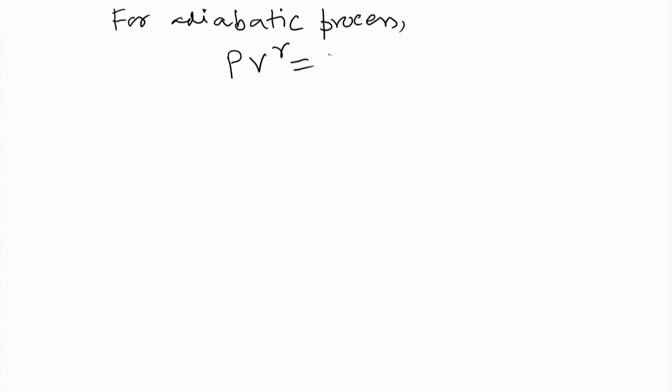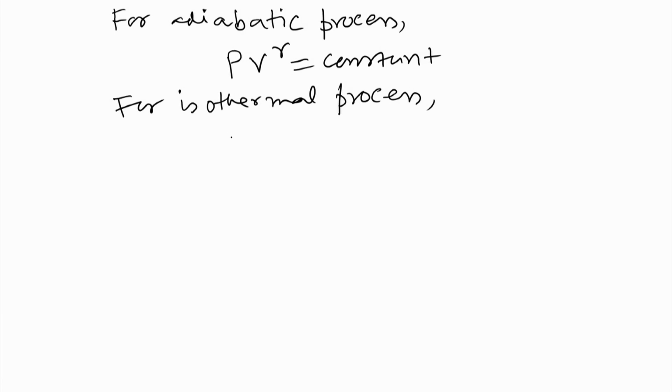Okay. So, for adiabatic process we get PV to the gamma is constant. And for isothermal process, we get PV is constant. Okay, this is nothing but your Boyle's law.